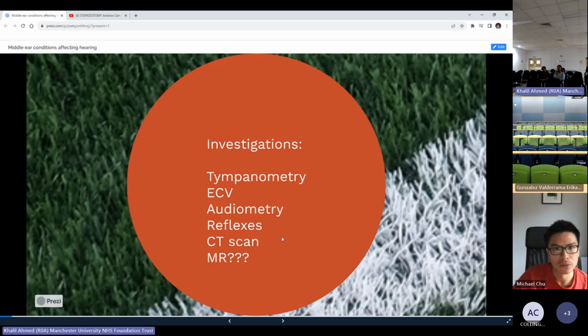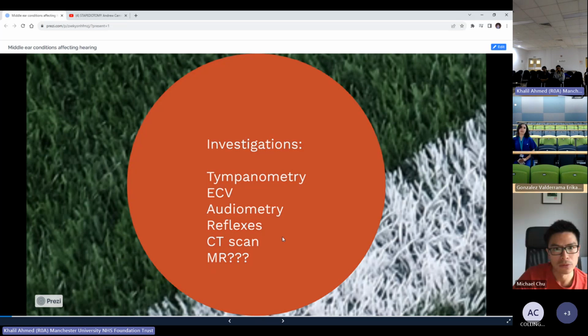What about a CT scan? What does that show you about the middle ear? Why is it better than an MRI scan? Anyone want to hazard a guess? Better for imaging bone. Yeah, because the middle ear is really bone, isn't it? It's ossicles, tympanic ring, promontory, and all the rest of it. And an MRI scan just misses all of these essential structures, so you just don't see anything useful.